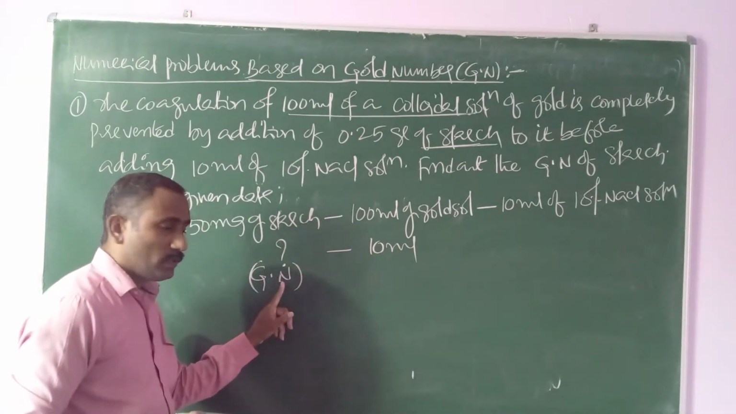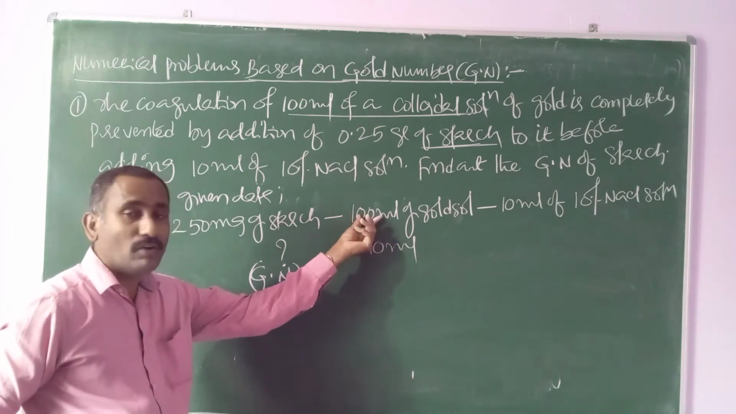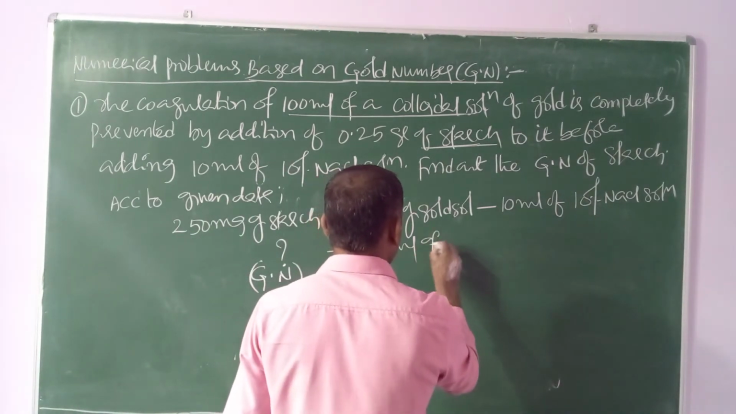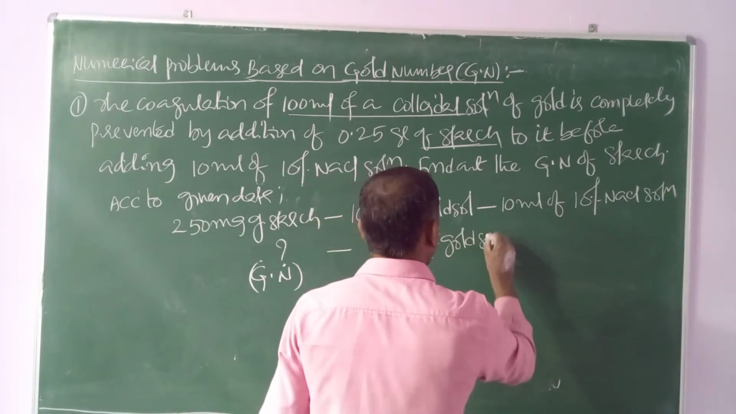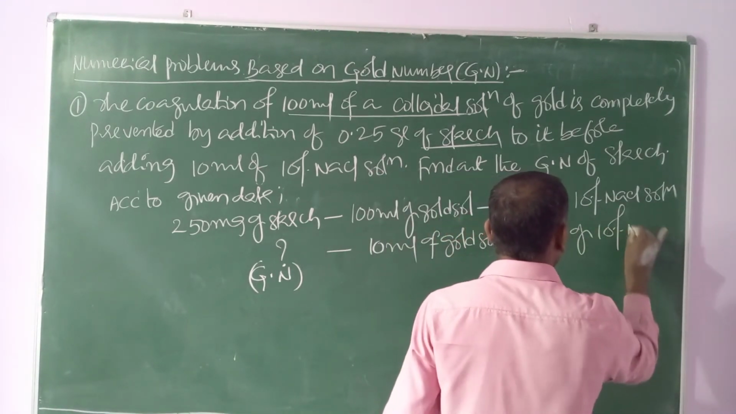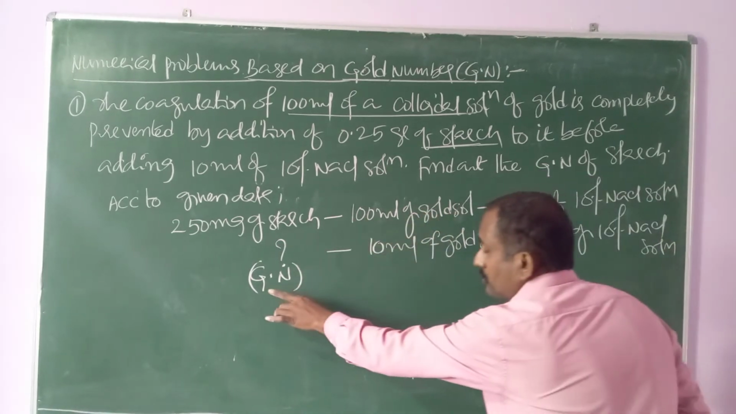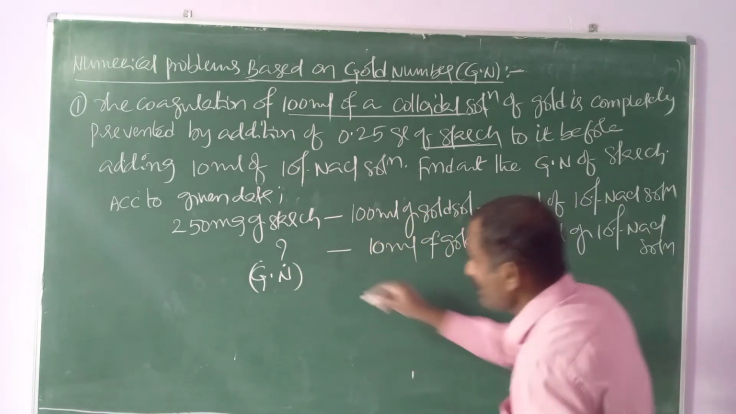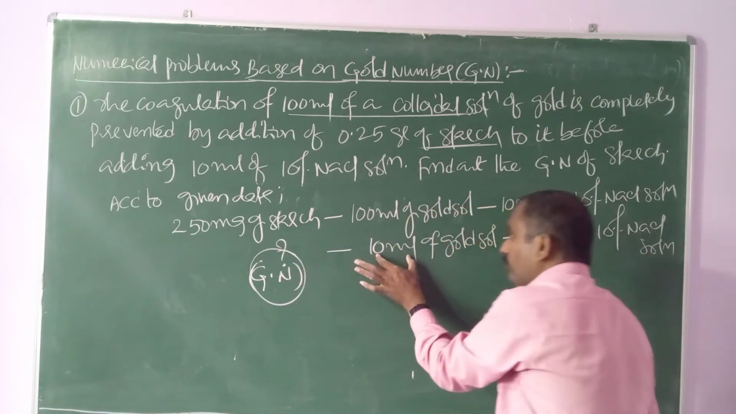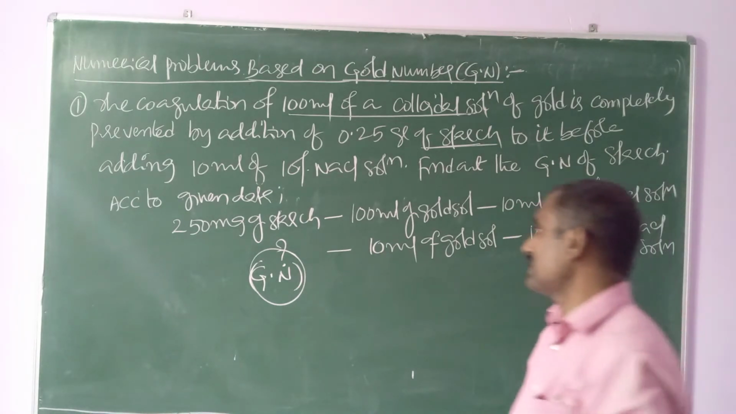While solving numerical problems based on gold number, we must consider 10 ml of gold sol. This is the given volume, but we should consider 10 ml. According to the definition, 10 ml of gold sol and 1 ml of 10% NaCl solution. So this is given data, but while calculating the gold number, again I am repeating, always 10 ml of gold sol and 1 ml of 10% NaCl solution should be considered.